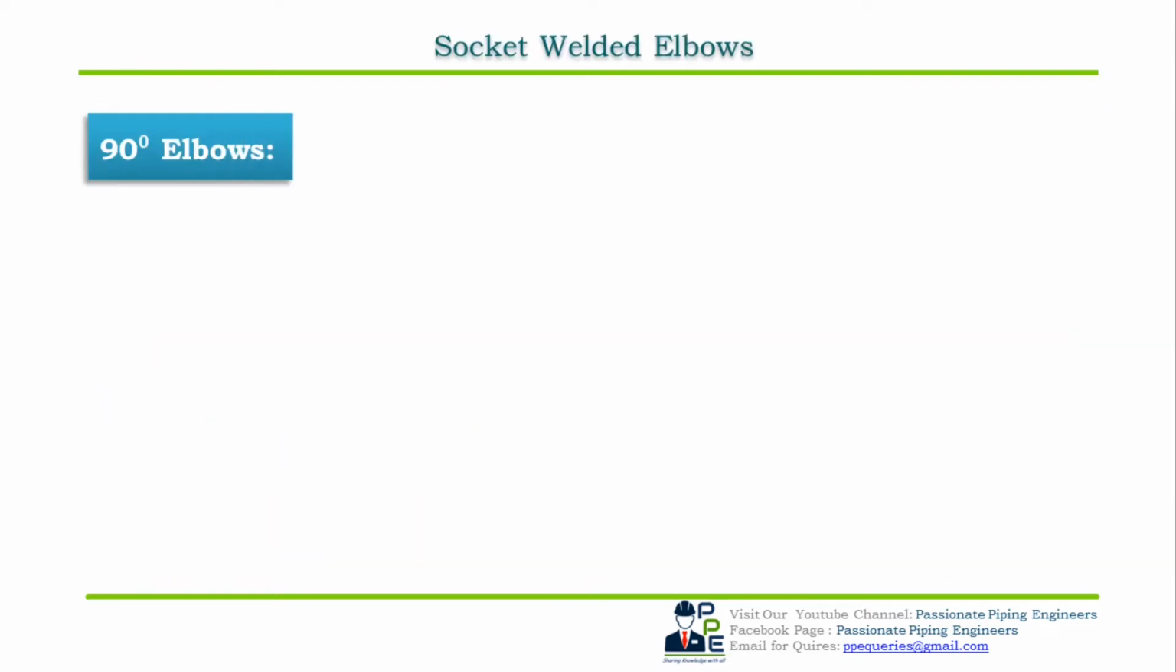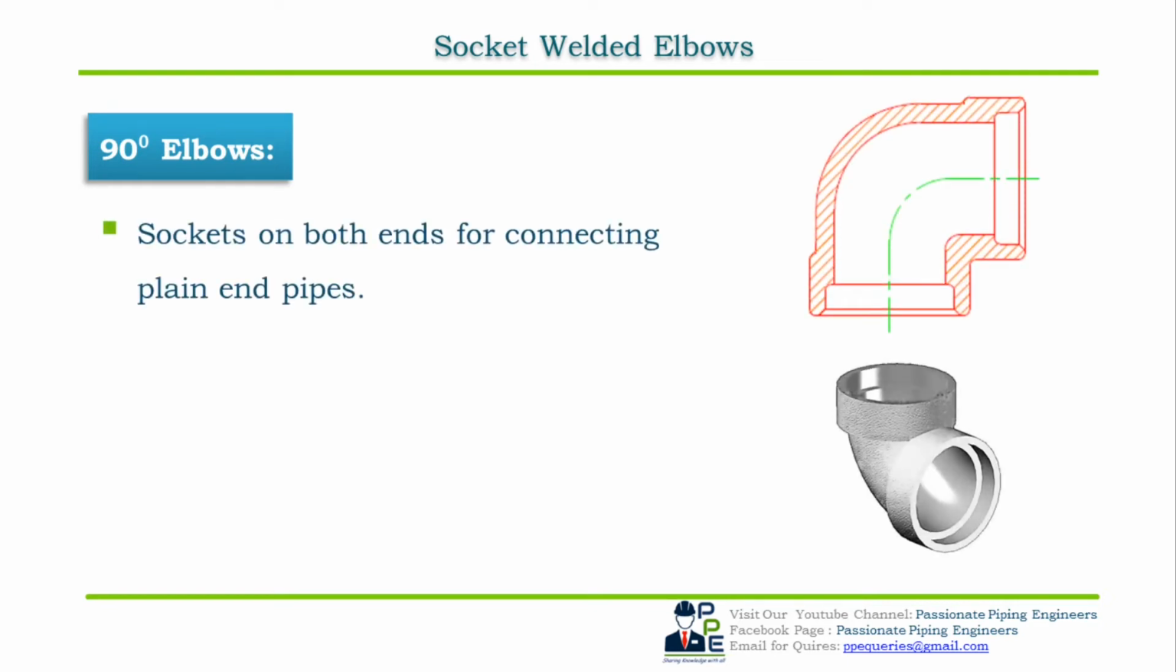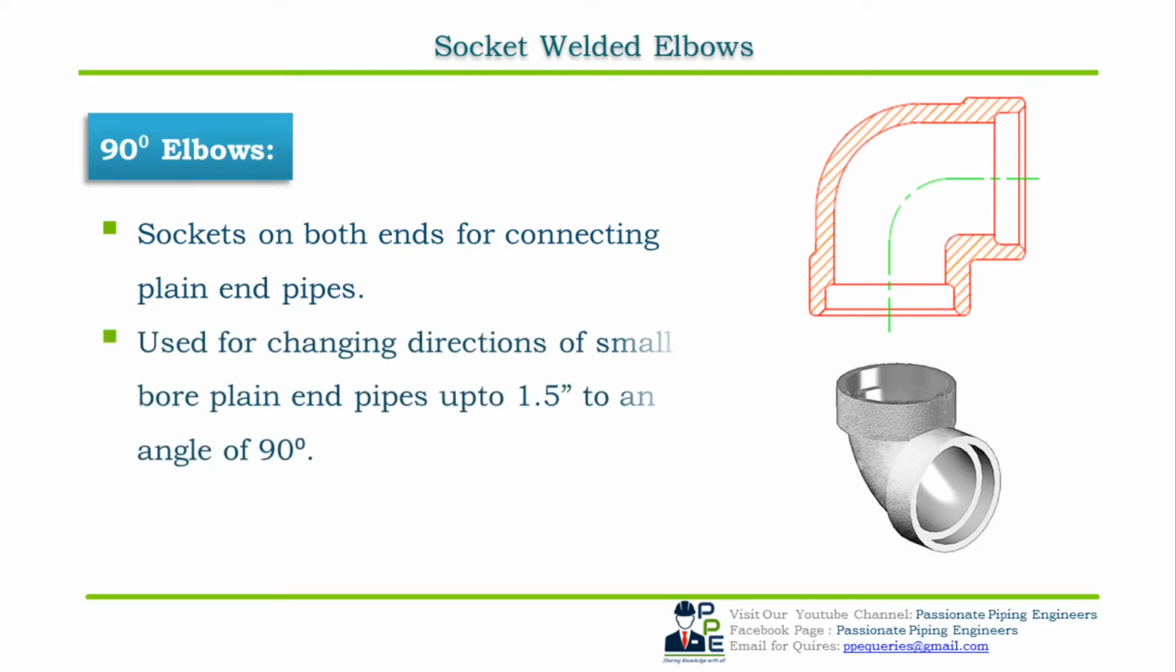Socket welded 90 degree elbows. 90 degree socket welded elbows, as the name indicates, have sockets on both ends, as shown in the cross-sectional view, for connecting plain end pipes. They are used for changing directions of small bore plain end pipes, up to 1.5 inch NPS, to an angle of 90 degree. Dimensional standard for socket welded 90 degree elbow is ASME B16.11.